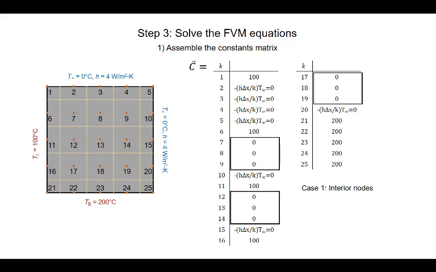Interior nodes had a left-hand side equal to 0. These nodes are 7, 8, 9, 12, 13, 14, 17, 18, and 19. The left-hand side was equal to 0 in these cases. Case 2 corresponded to nodes that had convection boundary conditions on the right-hand side. This corresponds to nodes 10, 15, and 20.